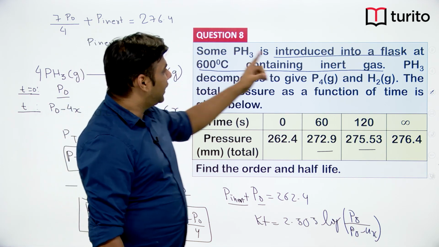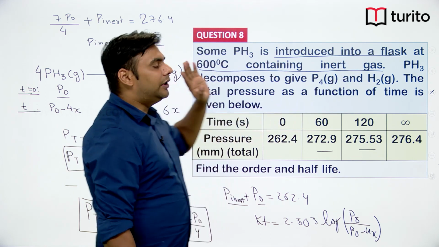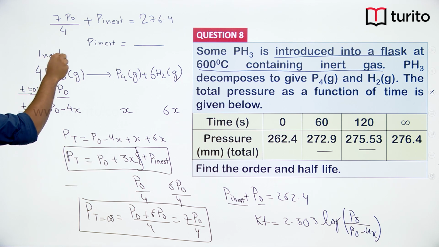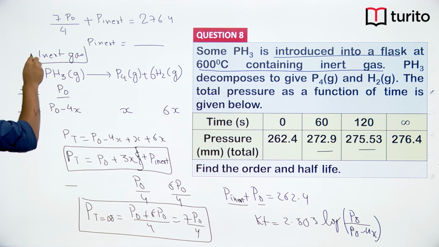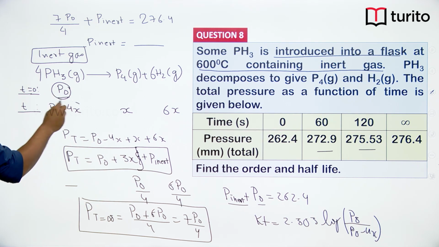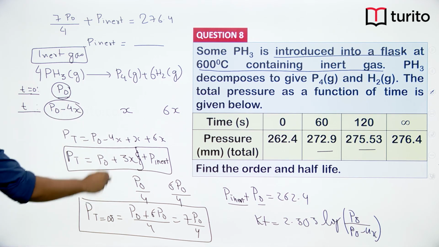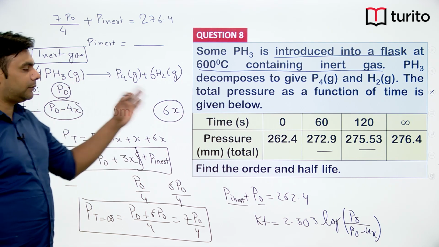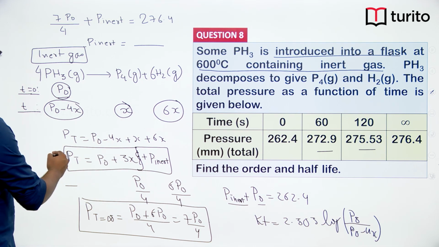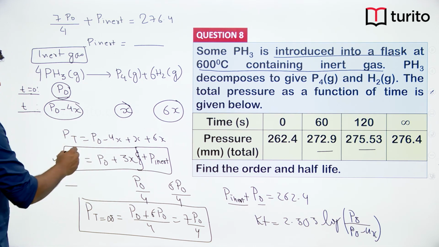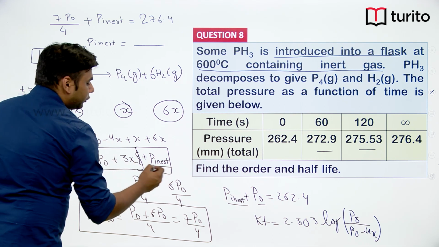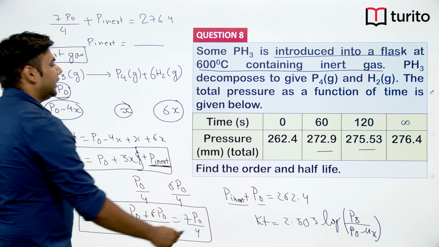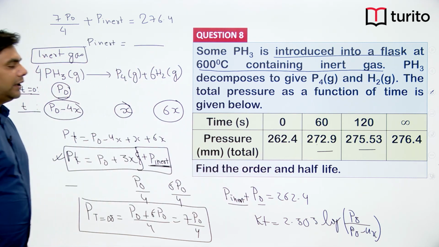This is basically saying that initially along with phosphine some inert gas was present. The inert gas was not taking part in the reaction, but it would be exerting some pressure. Suppose the initial pressure of this was P naught, finally it became P naught minus 4x. The pressure of this is x, this is 6x. So the total pressure would be P naught minus 4x plus x plus 6x. That would be the total pressure at some time t, but there would also be some inert gas present. So we have to add the pressure of that inert gas. This data was given to us as 272.9.